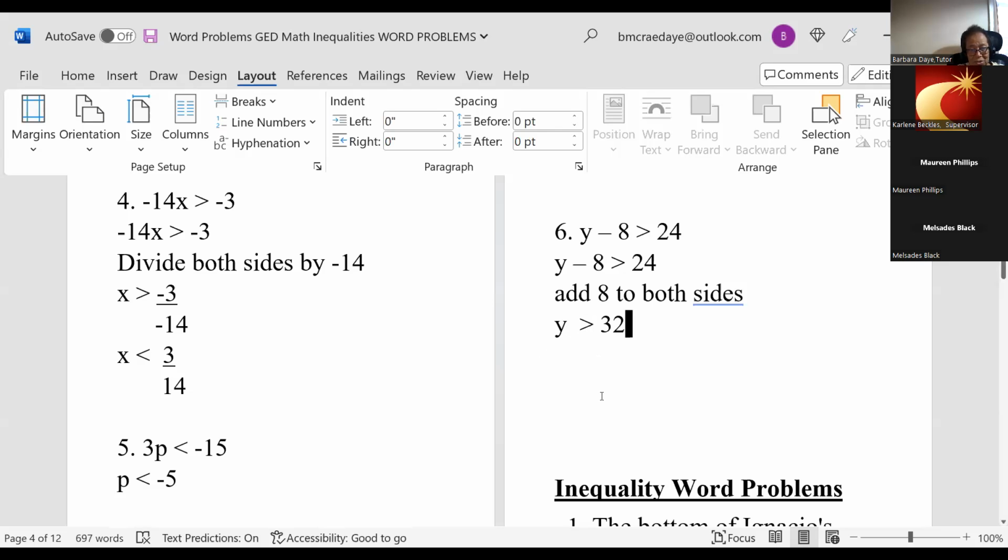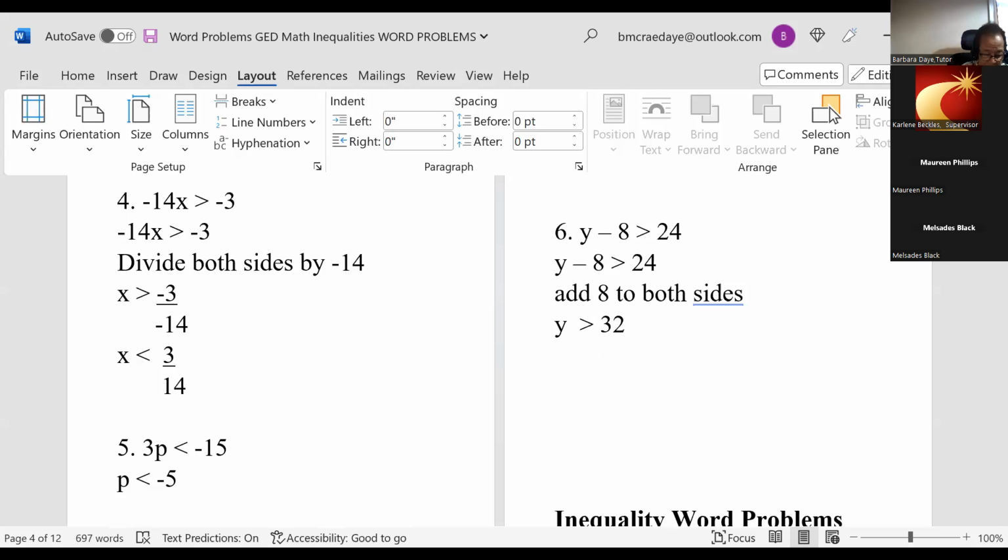Okay, let me do just one more single step. Okay, number 7. Let's keep it single step. S plus 20 less than 40. Maureen, what is my inequality?